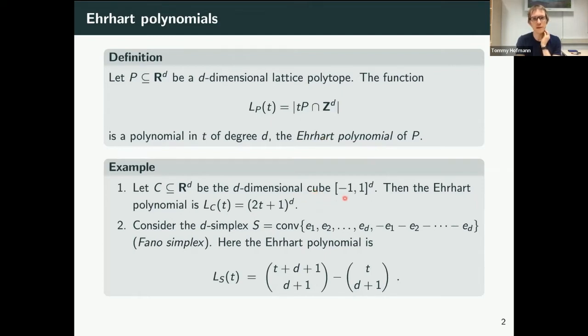If you take this hypercube in dimension d of side length 2, then you can just count the number of points. It's (2t+1)^d. And this is already a polynomial, so this is the Ehrhart polynomial. Or if you take this Fano simplex in dimension d, so this convex hull of the d unit vectors and the negative coordinate sum, the Ehrhart polynomial can also be worked out by hand. It's this difference of binomial coefficients.